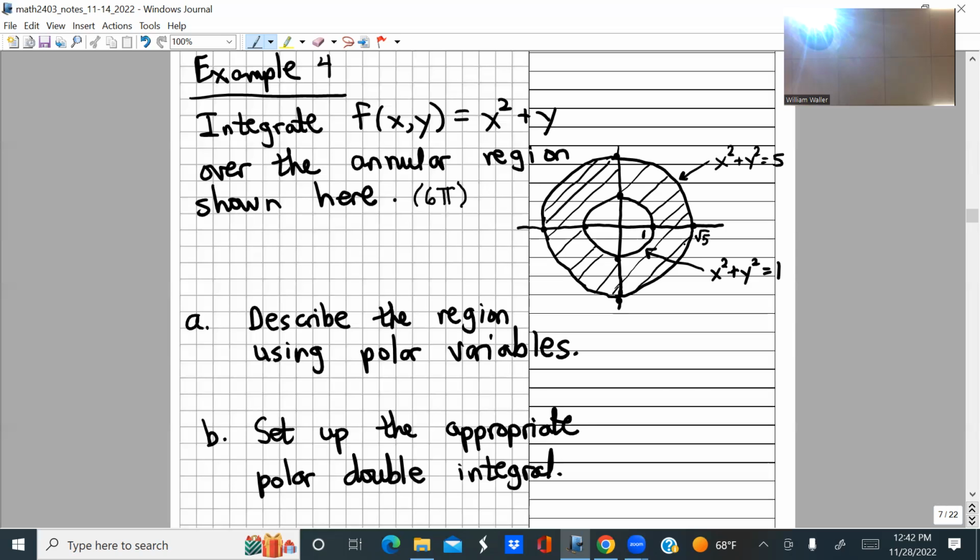A picture of this region. All right, so let's see if we can write down a description of the region using polar variables. So what is the restriction on our r? So what's the smallest value of r you can have for points in this region? 1? Yeah. Going up to, what's the largest value? Square root of 5, right. And now what about restrictions on theta?